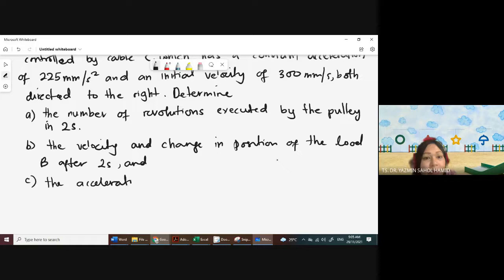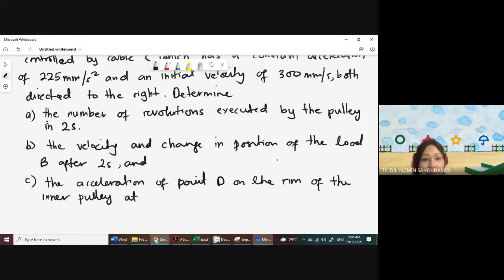Sebab I faham you all ada banyak subjek lain kan? Semester sini ada berapa subjek test? 7. Banyak tu. InsyaAllah boleh. And then ada solid mechanics lagi. Okay.